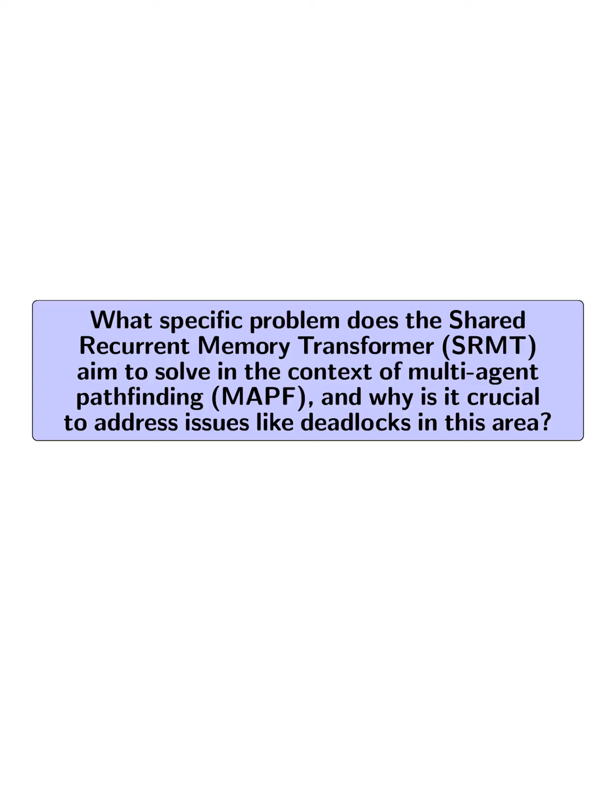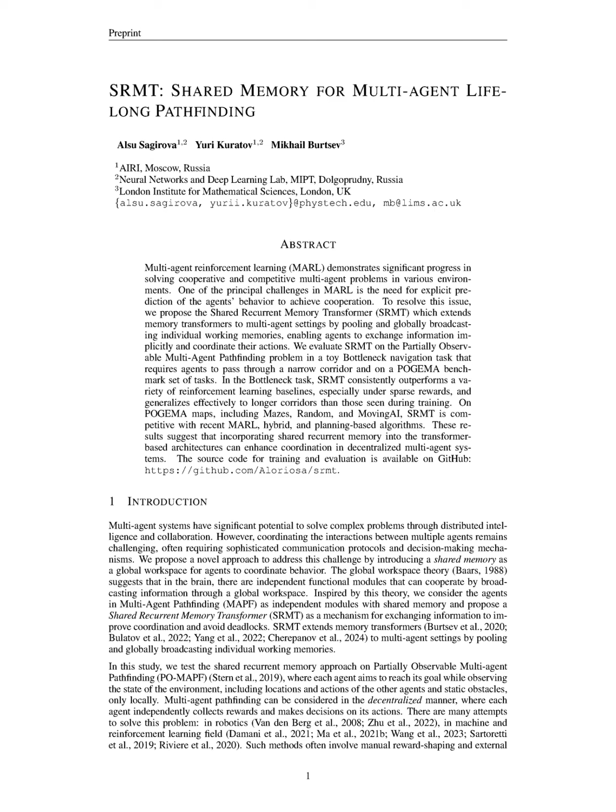What specific problem does the Shared Recurrent Memory Transformer, SRMT, aim to solve in the context of multi-agent pathfinding, MAPF, and why is it crucial to address issues like deadlocks in this area? The Shared Recurrent Memory Transformer, SRMT, aims to solve the coordination challenges in multi-agent pathfinding, MAPF, by enabling agents to share information through a global workspace, thereby improving their decision-making and avoiding deadlocks.